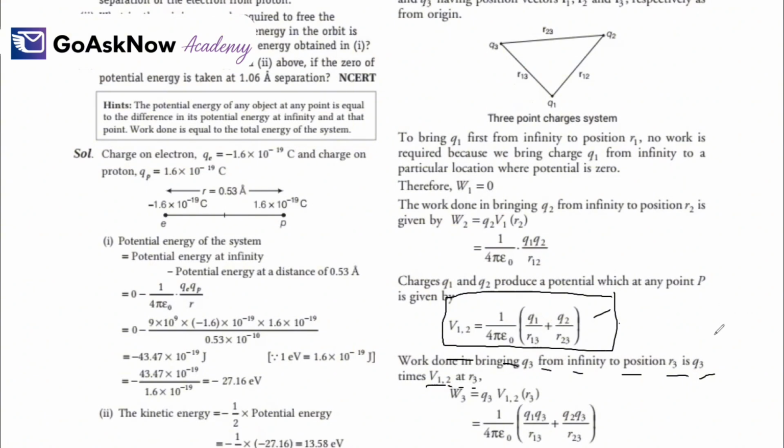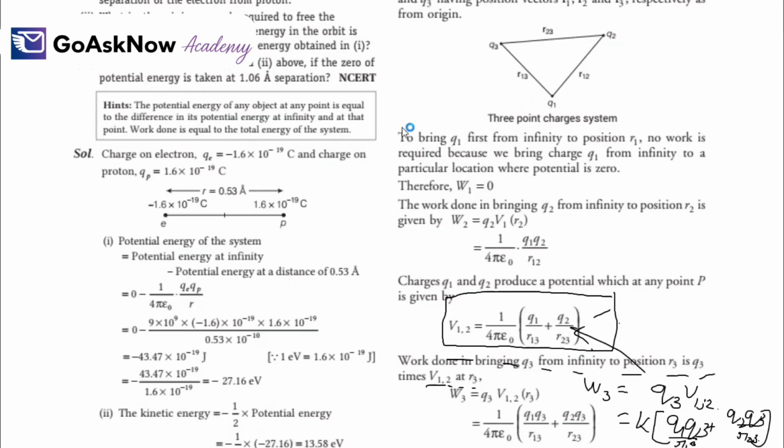Now if you bring the Q3 charge here, work W3 will be equal to Q3 into V12. And the V12 value is what here? You just substitute the value of V12, you will get K Q1 Q3 upon R13 plus Q2 Q3 upon R23. So this is your total work done to bring the charge Q3 to the respective position. That is the expression for the work done to bring the third charge.